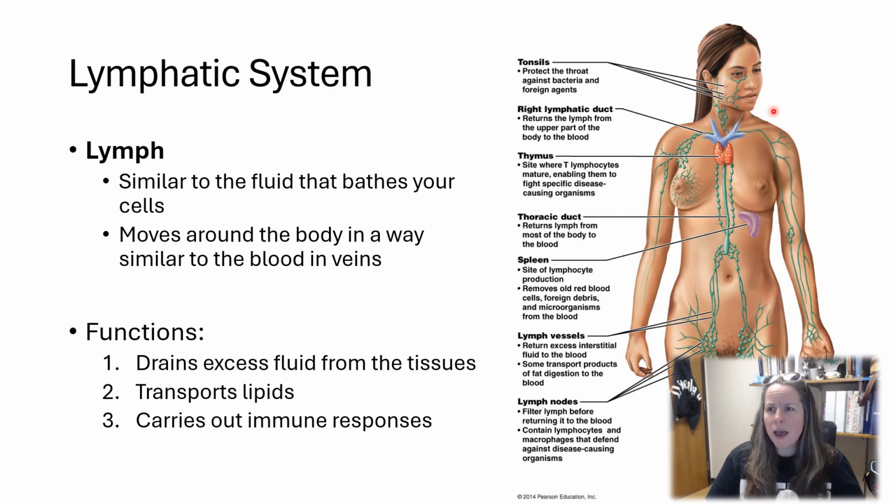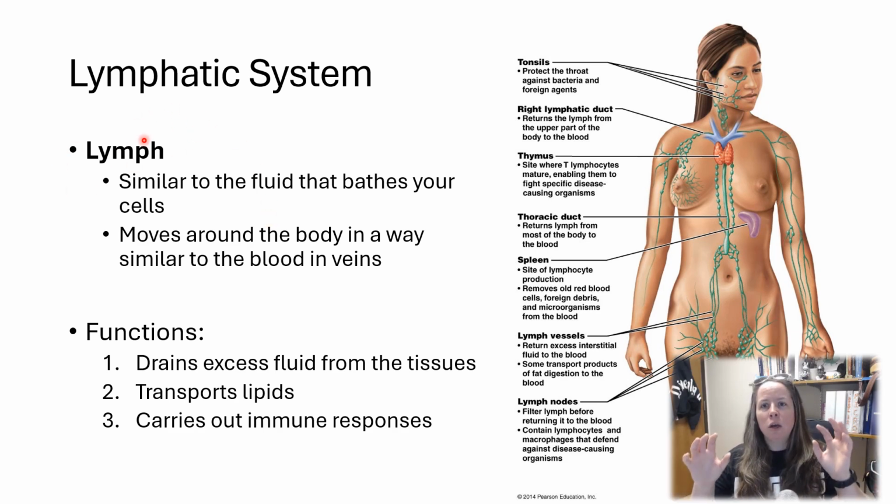First off, when we look at our lymphatic system, it does look very similar to your cardiovascular system. We have a lot of vessels ranging in size from small to medium to large, and it has a very similar function. Within your lymphatic system, we do have a fluid. This fluid is called lymph, and basically it is the fluid that's in your tissues, surrounding your tissues.